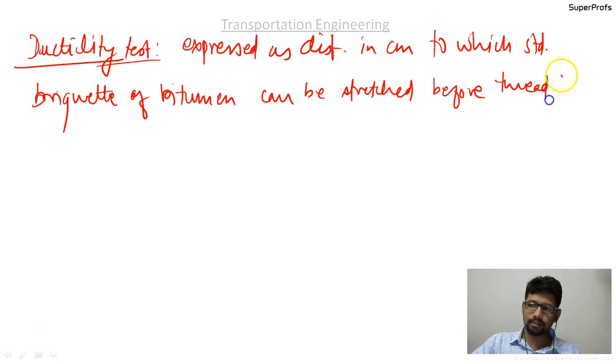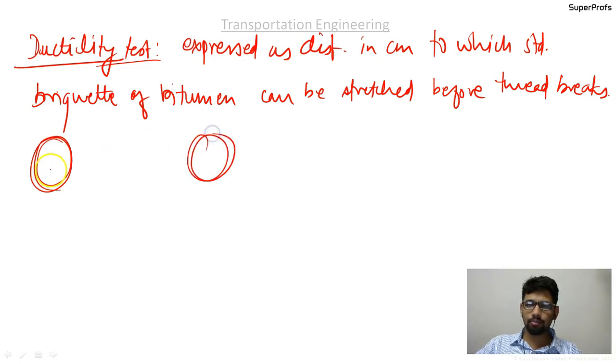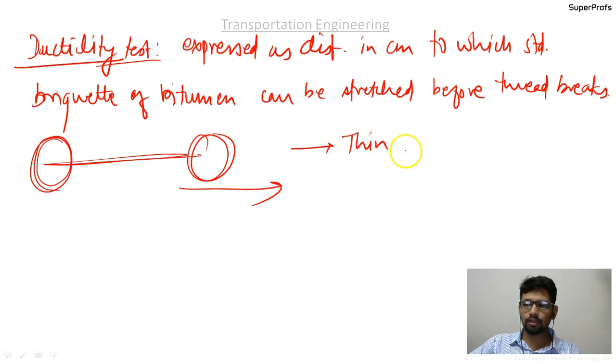What is done in this test is there will be a ductility testing machine where there will be two briquettes and bitumen placed here, and it will be pulled onto either of the sides and drawn into wires. If you can draw something into wires, then we call the material ductile. So it is all about checking whether it is possible to draw into thin wires.